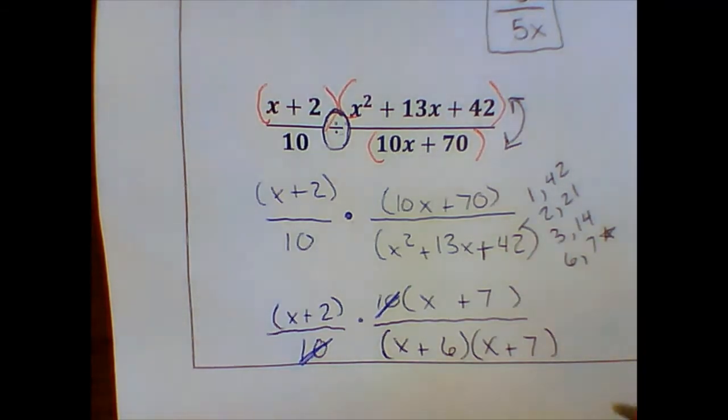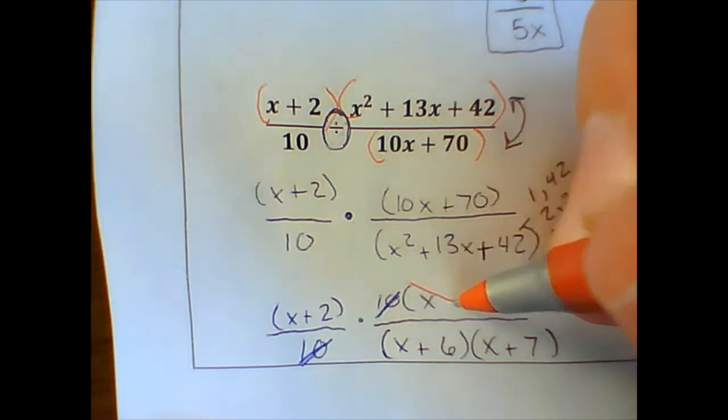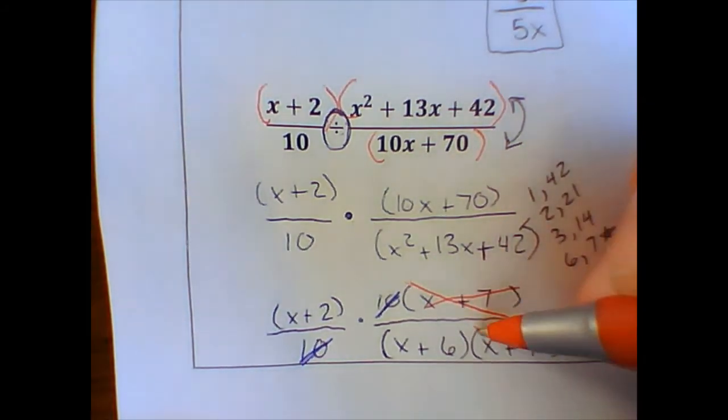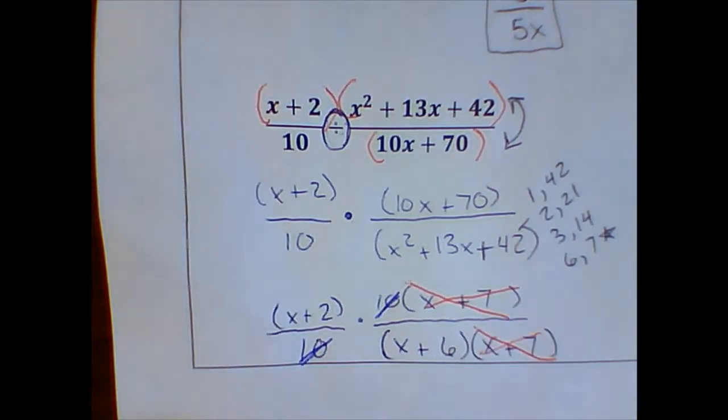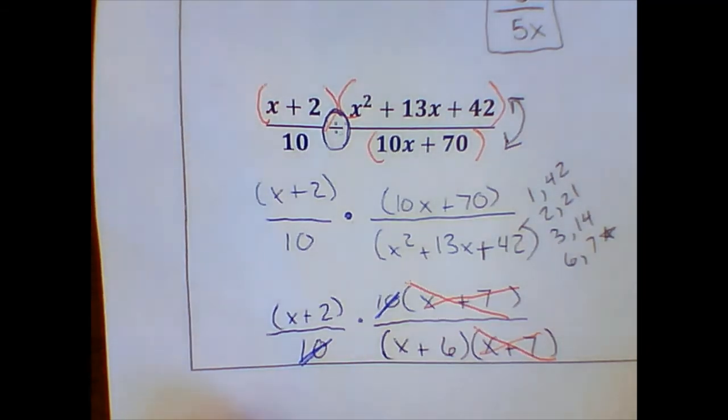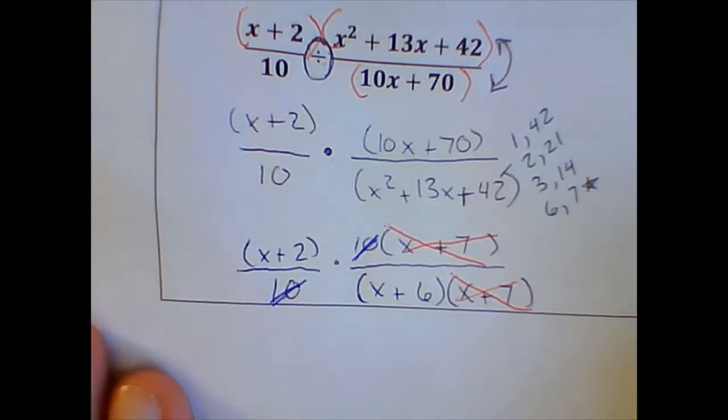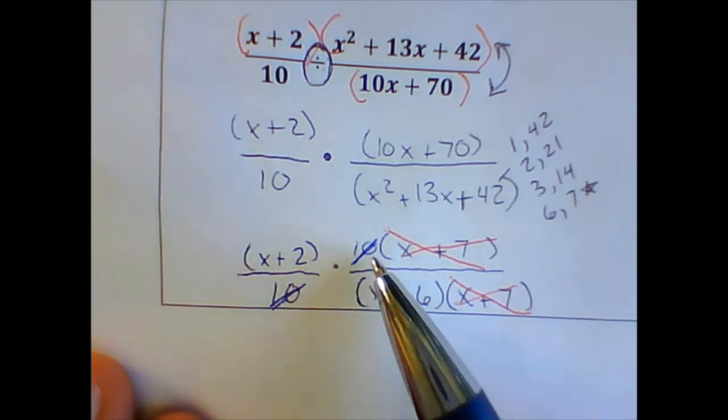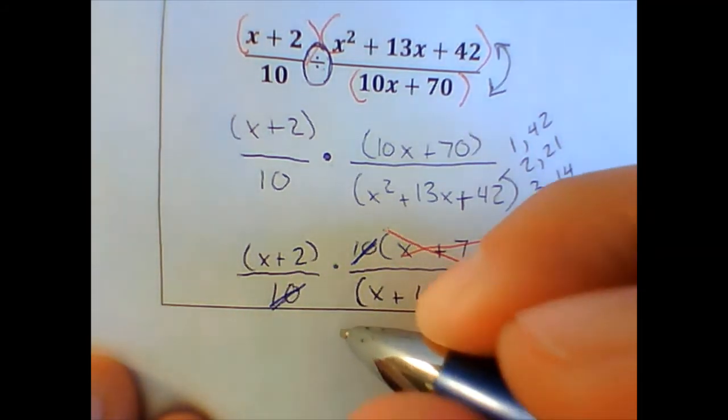Looking over other parts of the polynomials and the rationals, we've got x plus 7s. And they can cancel because we're canceling the whole thing. Don't cancel parts of it. Cancel all of the group or none of the group. Okay, and this leaves behind not a lot.